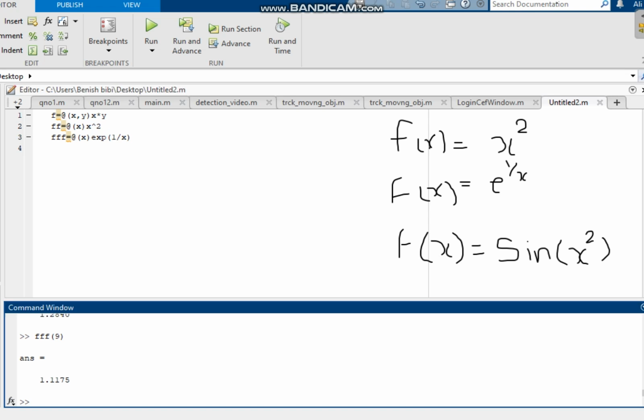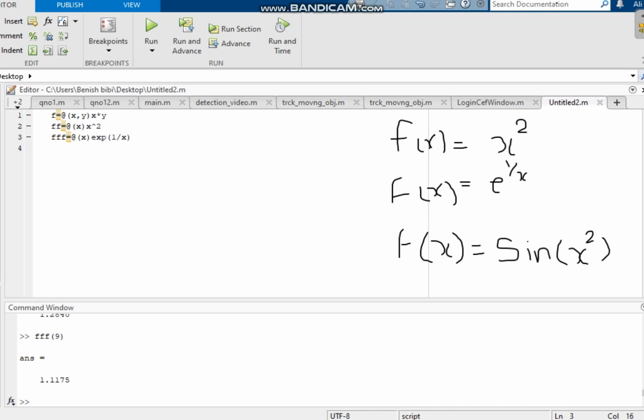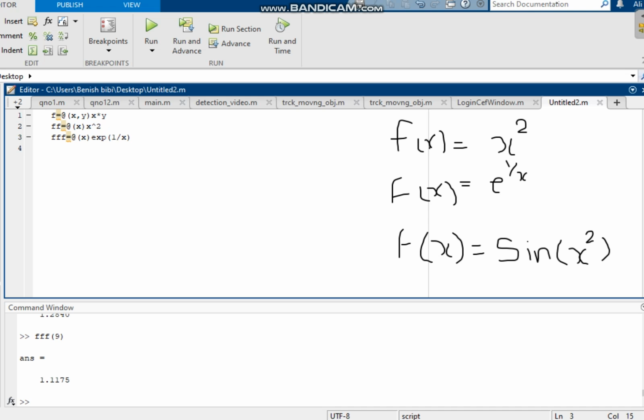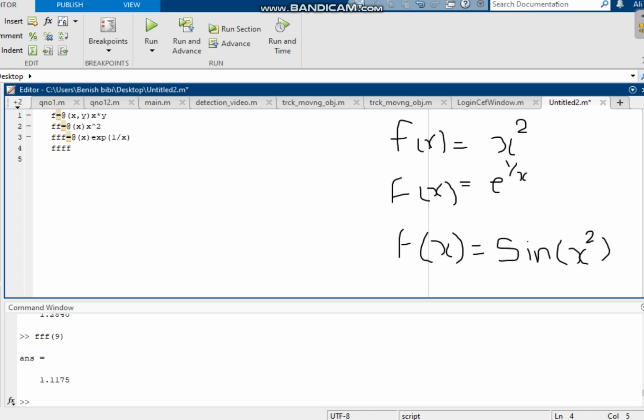Remember that for the exponential function we have to write the power inside. If there is a power 2, we have to write the power here. We have power 1 by x in the question. If we have e power x square, then we have to write x square here. If we have e power x cube, then we write x power 3. Now we have 1 by x, so I write that. So this is all about our third question, the exponential function. Hope you got it.